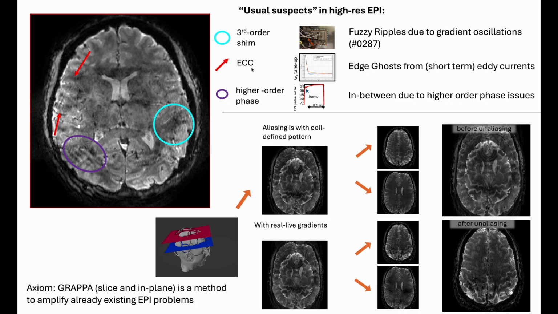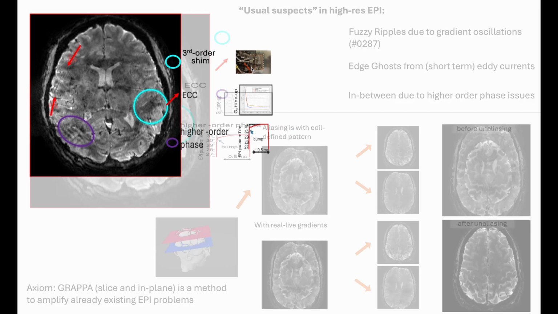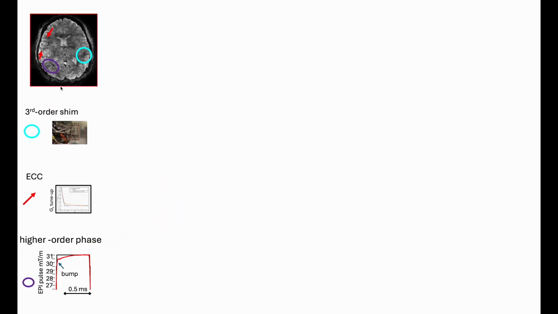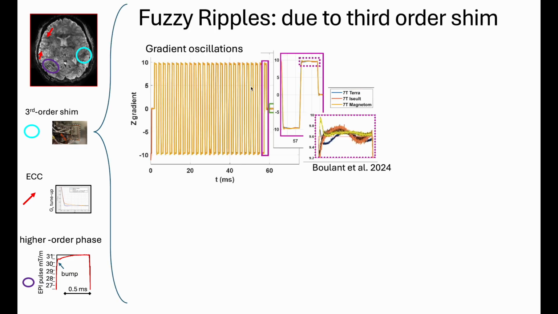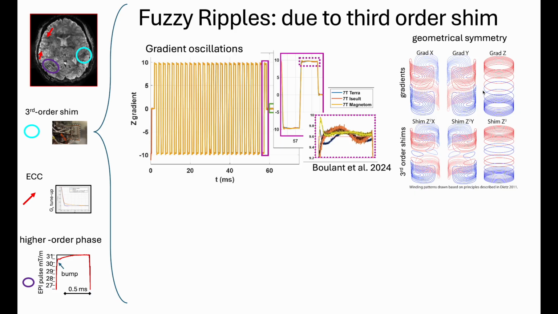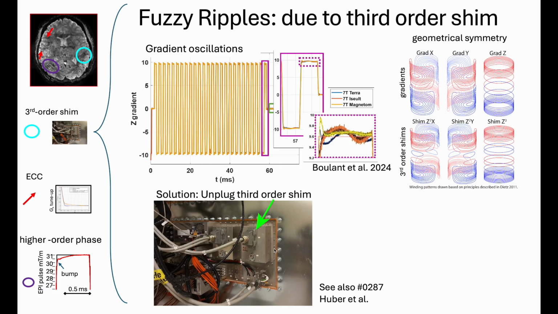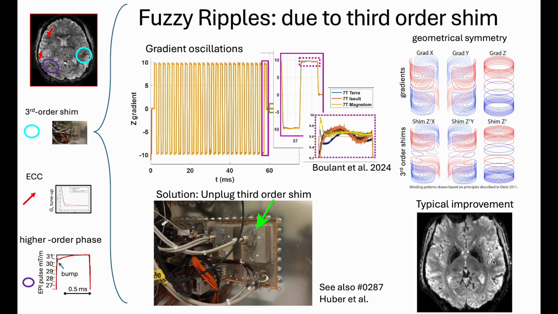All of those issues, however, are solvable, so we can look at them one by one and try to account for them. Namely, these fuzzy ripples are mostly caused by gradient oscillations and imperfections that are caused by inductive coupling of the third order shims. They can be accounted for by unplugging the third order shims, with conventional improvements of artifact quality as shown over here.